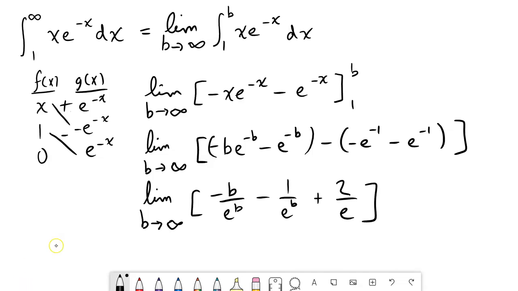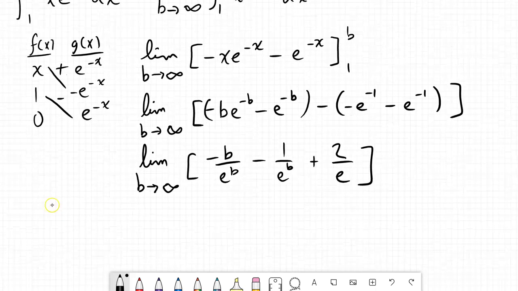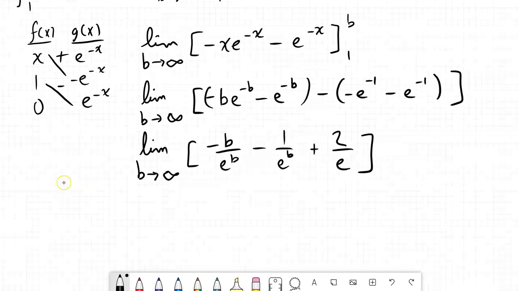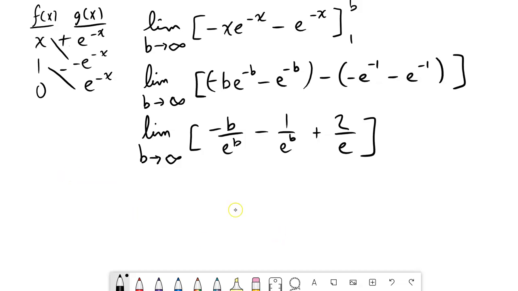Now we can evaluate this limit, using skills we learned from L'Hopital's rule. The first term is an indeterminate form, infinity over infinity, so we take the derivative: the b goes to 1, and e to the b stays e to the b, so it approaches 0. So I can safely say that the first term is 0, and the second term is also 0, and we're left with 2 divided by e. That means this whole limit is 2 over e.